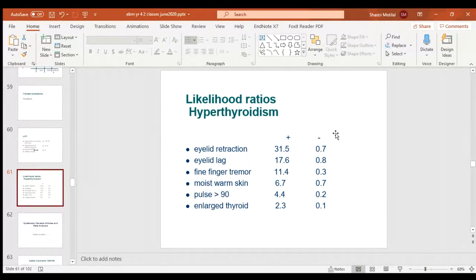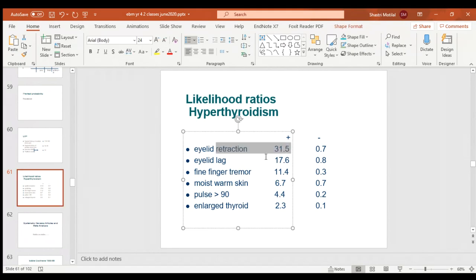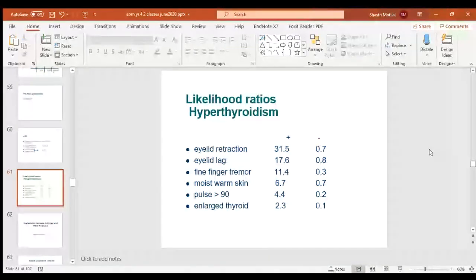So based on this, what does that mean? You could see that eyelid retraction, eyelid lag and fine finger tremor all have positive likelihood ratios more than 10. That means if a person has these signs, eyelid lag, eyelid retraction, fine finger tremor, you're thinking there's a high chance this person really has Graves' disease. Whereas the other signs, if a person has them, the positive likelihood ratios aren't all that great. So you can't really say if a person has an enlarged thyroid, if a person has a goiter, that it's Graves' disease they have. You all may know there are other conditions that could make your thyroid gland swell up. There are other things that could cause a goiter. So an enlarged thyroid gland by itself is not diagnostic of Graves' disease.